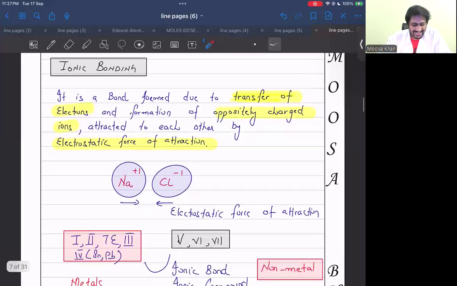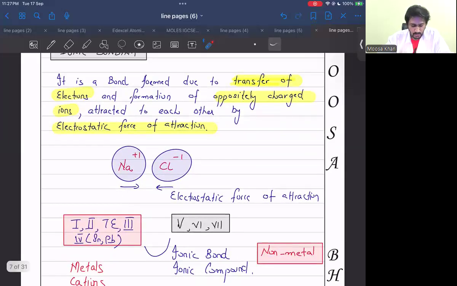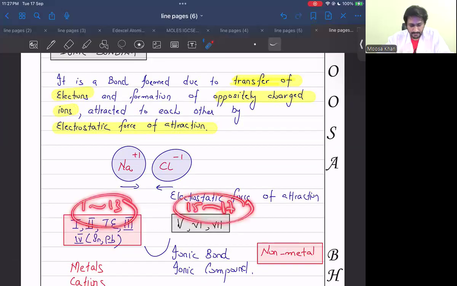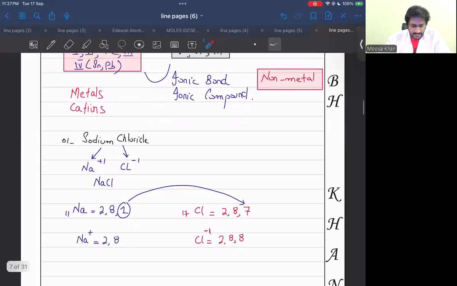And we know ionic bonding takes place between metals and non-metals. So all the elements from group 1 till group 13, when they make a bond with any of the elements from group 15 to group 17, then such a bond formed is known as an ionic bond. Okay, done.